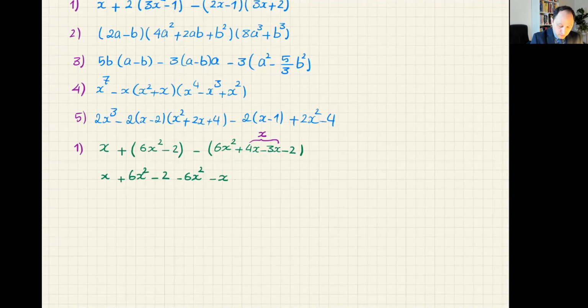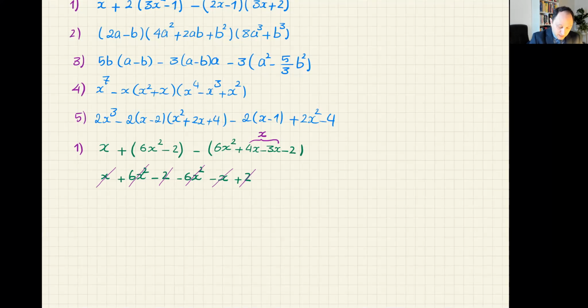It turns out to be positive 2. But can I simplify more? Yes, I can simplify more, and that's very interesting here because this x and that x are similar and opposite, so they are cancelled out. And this 6x squared and this 6x squared are also cancelled out, and this minus 2 and minus 2 are also cancelled out. So with this kind of cancellation, what is left?